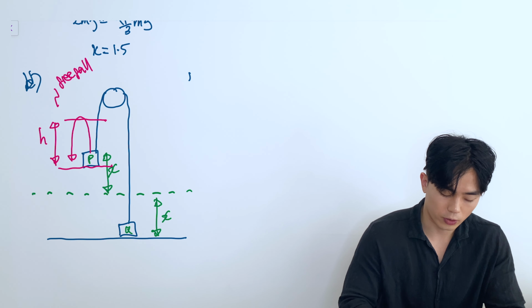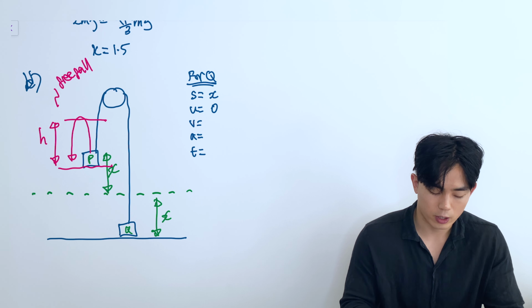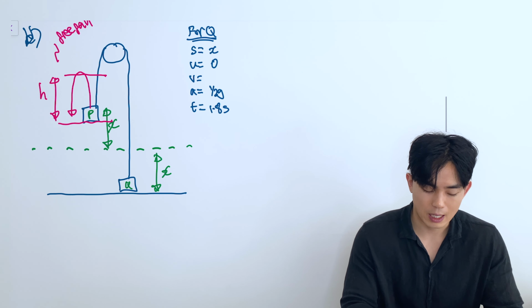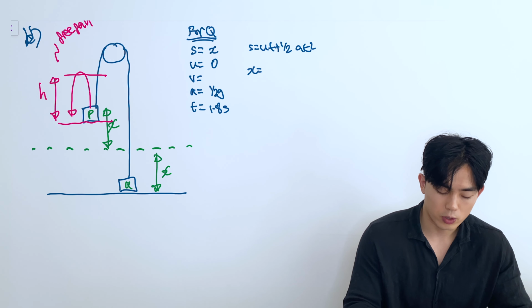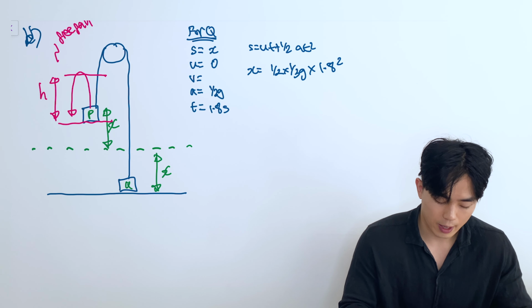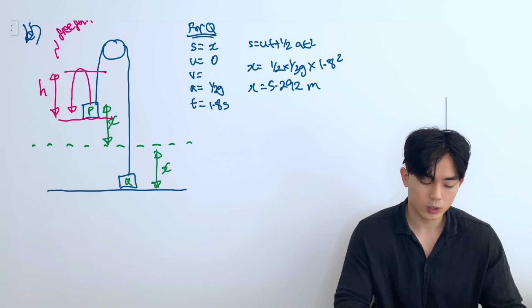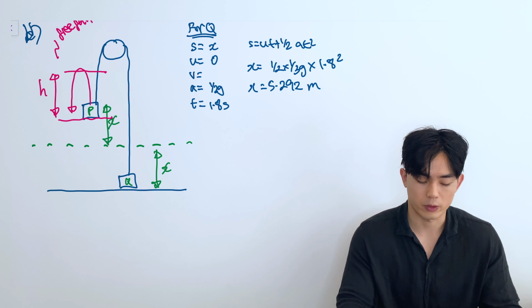So for Q, let's work out the SUVAT. S, let's call this X, U is initially 0, acceleration is 1/3g, and the time it took is 1.8 seconds. So to work out S, I can use the equation S is ut plus half at squared. So X, we have U is 0, so half times 1/3g times 1.8 squared. So for X we get a distance of 5.292 meters. Alright, so that's the distance X. So Q has moved down by a distance of 5.292, P has moved up by a distance of 5.292.